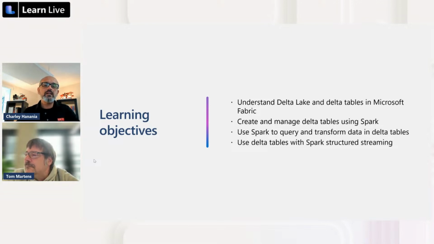And then talking about something that's part of one of the general architectures that we talk about, which is in a Lambda architecture, which is streaming, because generally when we're talking about analytics, we're talking about batch. So we're going to look at how you can use Spark structured streaming with these Delta tables as well.